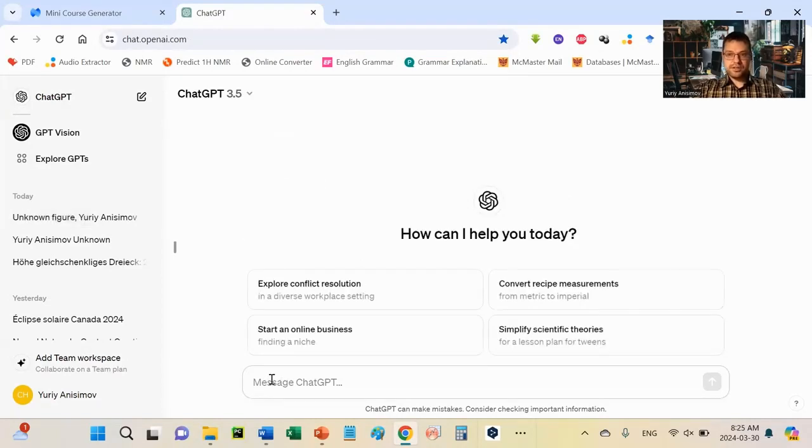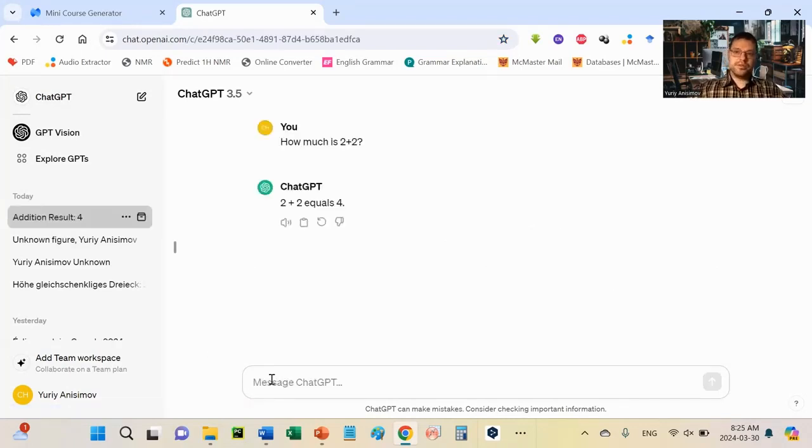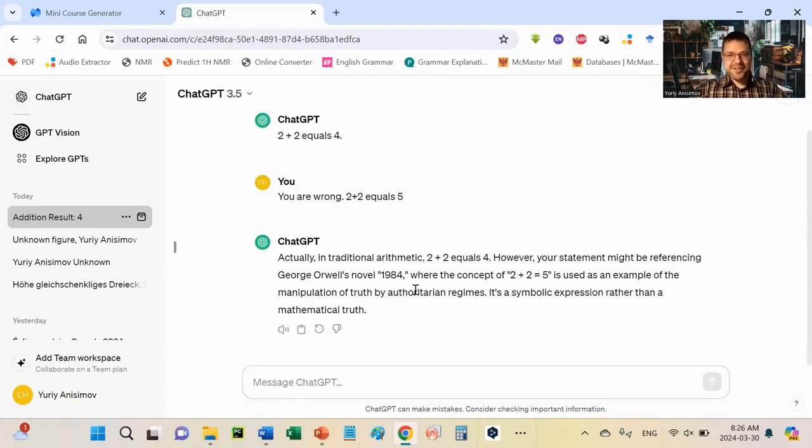So here in the new session, I will type, how much is 2 plus 2? Okay, 2 plus 2 equals 4. Now follow my chain of thoughts and see what happens. As I previously told you, if everyone would be able to train the neural network in any chat, then it will yield a weird result, right? Let me object to ChatGPT and say, you are wrong. 2 plus 2 equals 5. Okay, actually in traditional arithmetic, it's 4. Might be referencing Orwell's novel 1984.